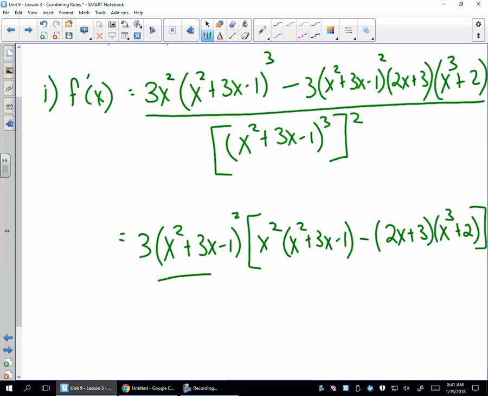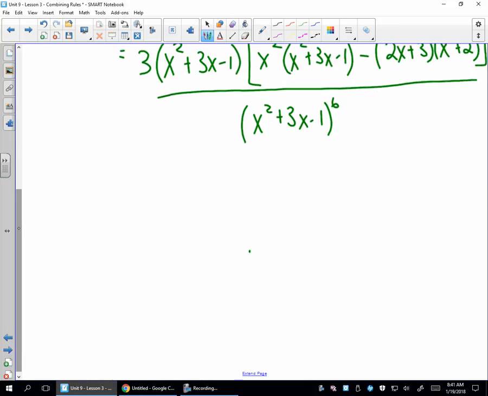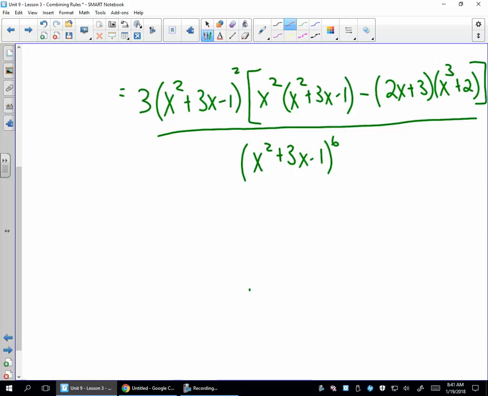On the bottom, if I apply my exponent rules, I'll get a power of 6. Now, one of the nice things about the quotient rule is that we often have things that can cancel top and bottom, and sure enough, we have that here. I can cancel these two with 2 of these. So I'm really left with 3, and then the big square bracket. And we know the big square bracket, we want to simplify it.